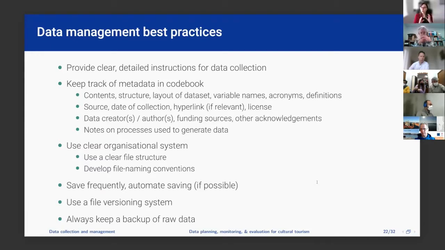Another thing is always keep a backup of the raw data, your original data. Have your originals in a folder and don't touch them, and make a copy for any kind of manipulation, any kind of analysis you want to do. Always do that on a copy. Always have the raw data that you can go back to and fall back on.